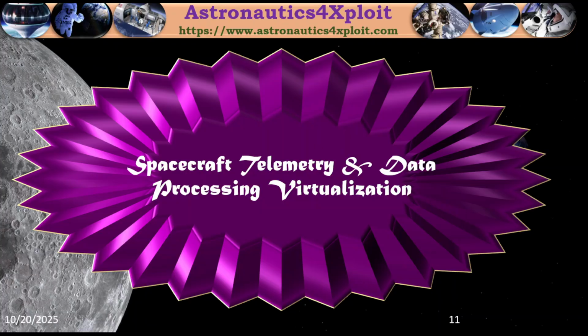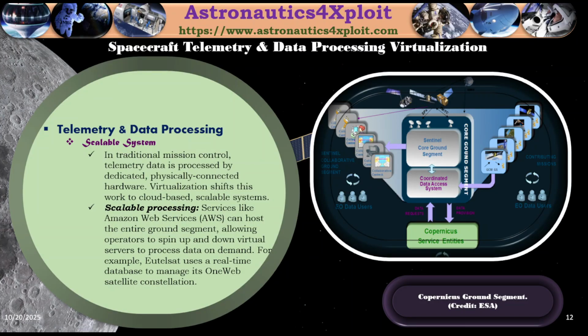Spacecraft telemetry and data processing virtualization. Telemetry and data processing. In traditional mission control, telemetry data is processed by dedicated physically connected hardware. Virtualization shifts this work to cloud-based, scalable systems. Scalable processing. Services such as Amazon Web Services can host the entire ground segment, allowing operators to spin up and down virtual servers to process data on demand. For example, Ultrasat uses a real-time database to manage its OneWeb satellite constellation. Copernicus ground segment is illustrated in this picture.